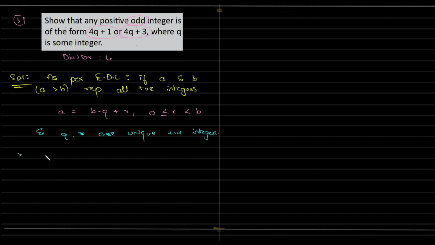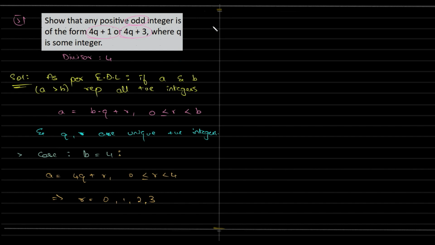Now we're looking at the case when the divisor is, what should I take the divisor as? 4. Then the above statement changes to A is equal to 4q plus R, where R is between 0 and 4. This implies R is either 0, 1, 2, if not 3. Is it not? This is what the remainder can be.